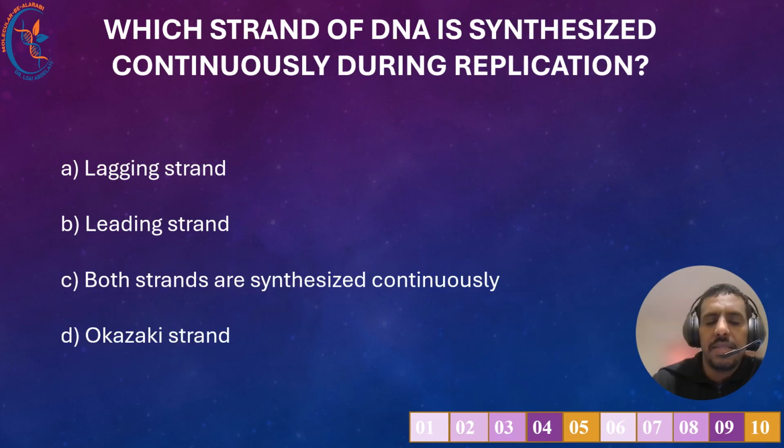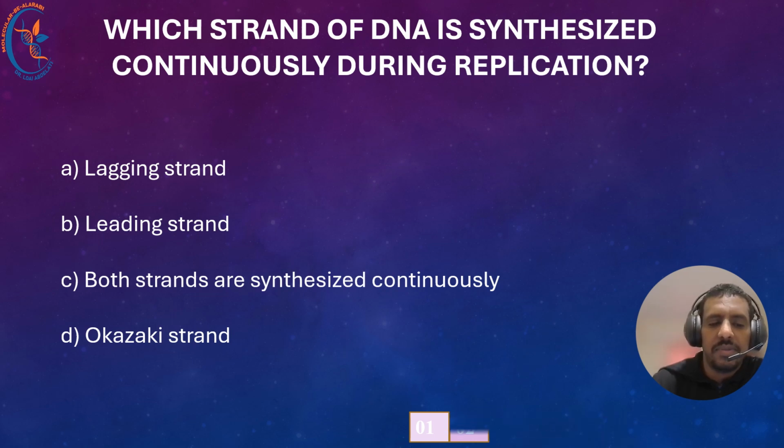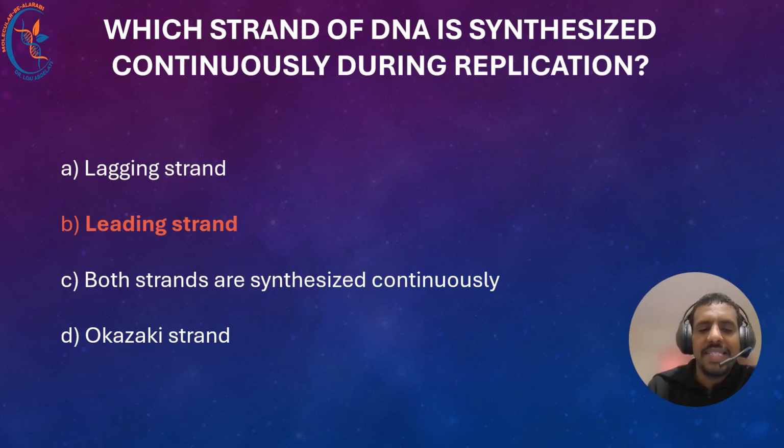Okay, let's see the last question we have today. Which strand of DNA is synthesized continuously during DNA replication? All right, let's move on. Okay, the correct answer is the leading strand. The leading strand is synthesized continuously in the 5' to 3' direction toward the replication fork. All right, this is the last question for today.